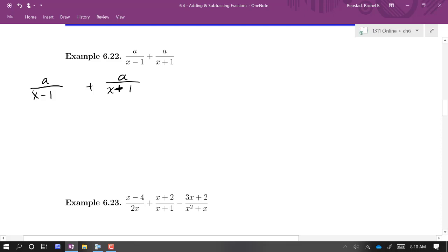first fraction, right? If I ask what factors the x minus 1 denominator needs to pick up, it actually has to pick up the x plus 1. Those are completely different factors. They have no factors in common. So we're going to multiply the top and the bottom by x plus 1 for this first fraction. And likewise, in this second fraction, that denominator has to pick up the factor of x minus 1.